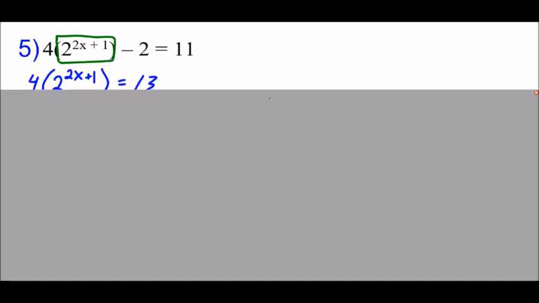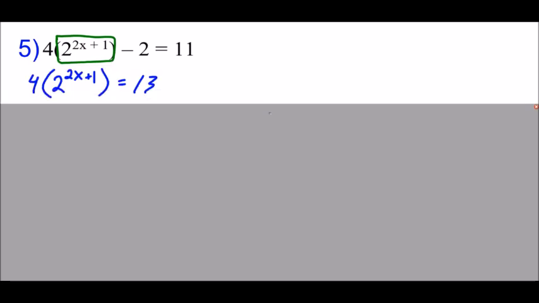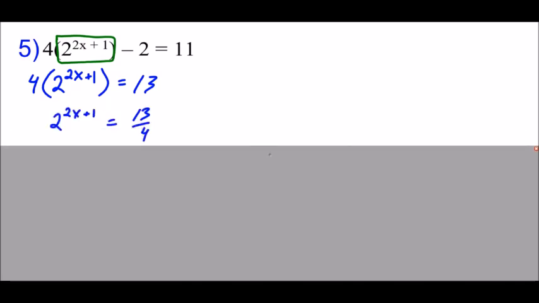That would give you 4 times our exponential term equals 13, and then you want to divide both sides by 4. So that's what we're looking at. Now 13 divided by 4 is 3.25, but I'm just going to leave it as a fraction. I typically don't like decimals, so we'll leave it like that for now. But now we're going to continue with our methods.